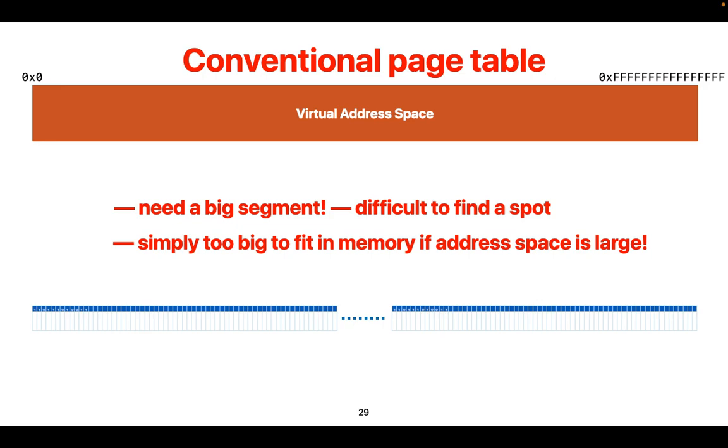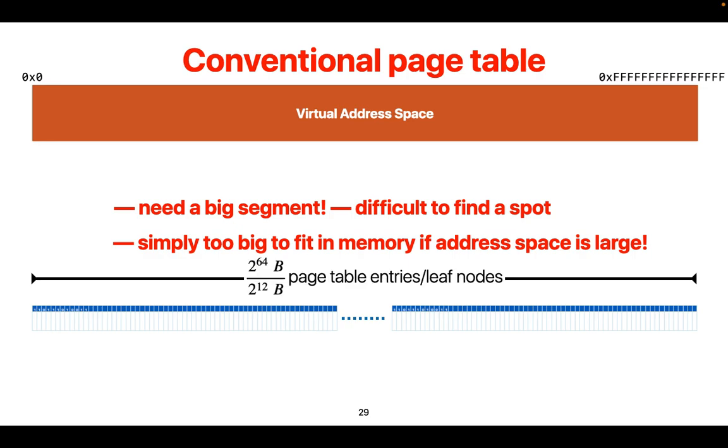Okay, but for a conventional page table, you need a big segment. They have to be consecutive, so it is difficult to find a spot. Second, the whole thing is just too big, 32 petabytes. How are you going to fit that in your installed memory? So that's not going to work. So here's the solution, right?